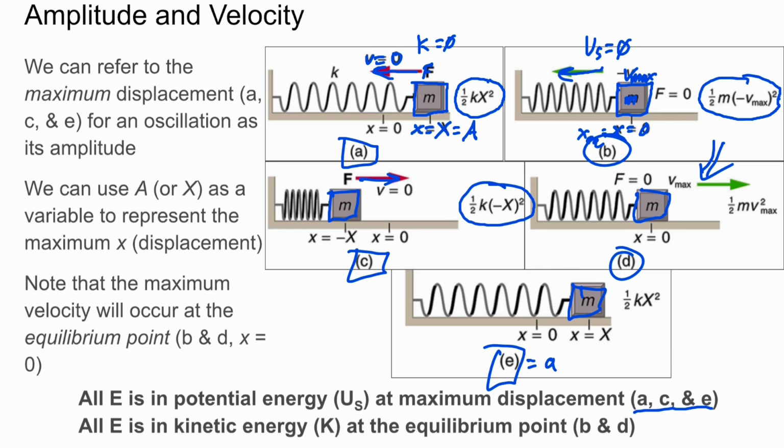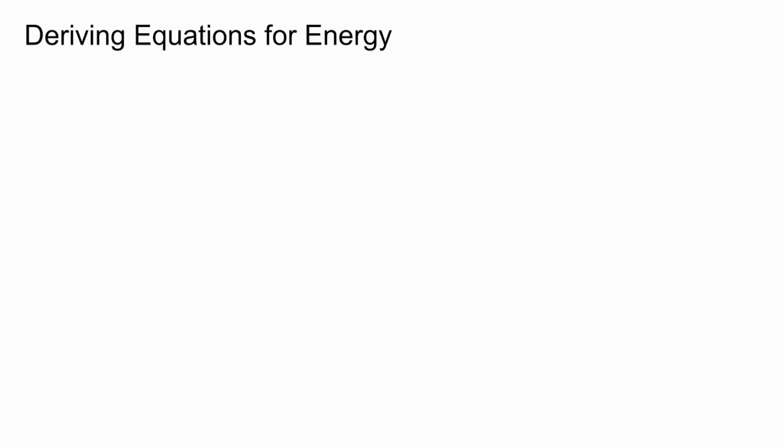And then all of our energy, once we get to the points of equilibrium, again, that's B and D, is in our kinetic energy, because that's when we have our maximum velocity and our spring is neither compressed nor extended. So we have no energy stored in the spring.